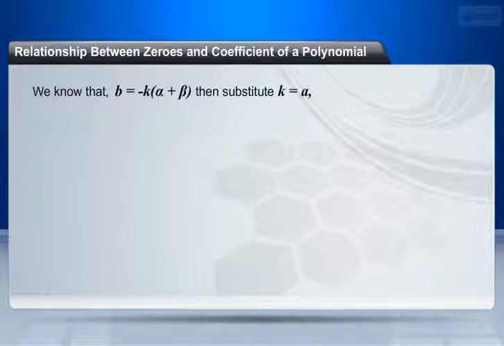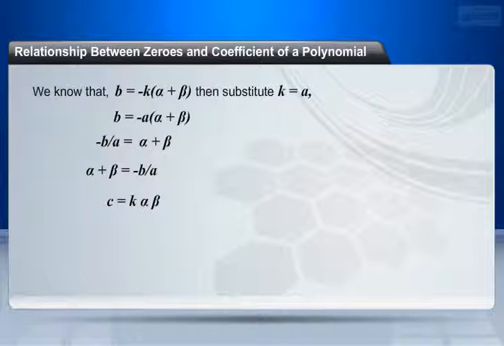We know that b is equal to minus k into alpha plus beta, then substitute k is equal to a from equation 1. We get b is equal to minus a into alpha plus beta. This implies minus b by a is equal to alpha plus beta. So, alpha plus beta is equal to minus b by a. We know that c is equal to k alpha beta from equation 3. Then substitute k is equal to a from equation 1. We get c is equal to a into alpha beta, so alpha beta is equal to c by a.